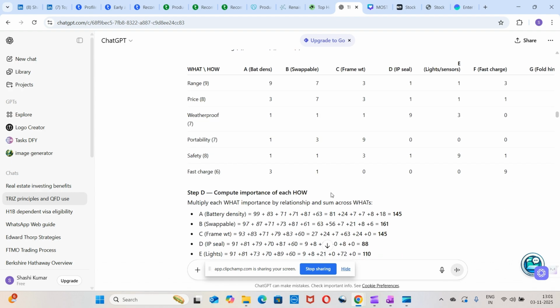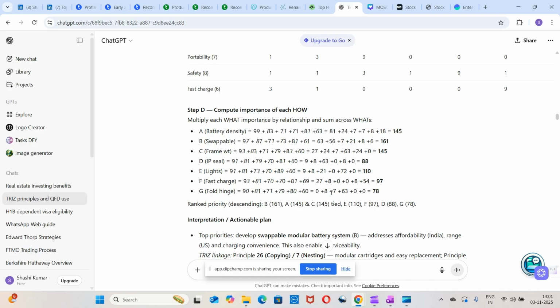Then we compute the importance of each how and rank them by priority. The most important is the swappable battery, then battery density, then frame weight, and then lights, fast charging, and so on.